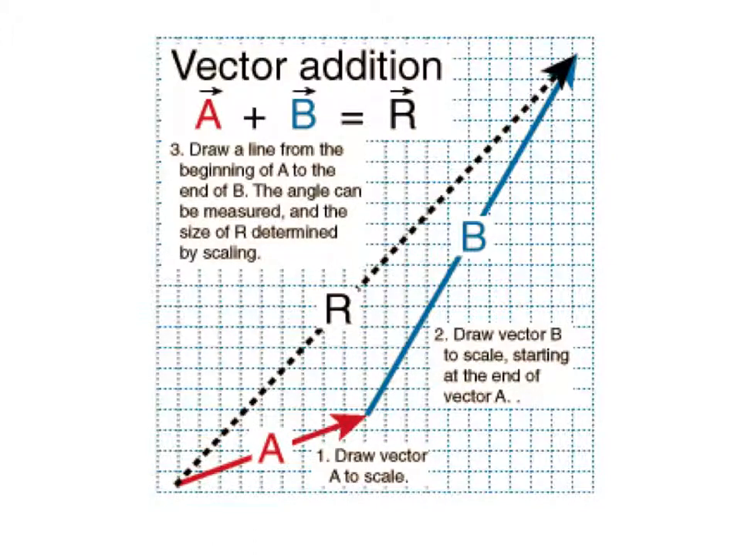Connect the next vector with the tail of the second vector to the head of the first vector. And then this dashed line here becomes your resultant vector. A plus B equals resultant. So draw a line from the beginning of A, which is here, to the end of B. The angle can be measured and the size of R determined by using some scale.